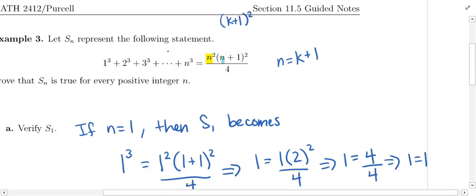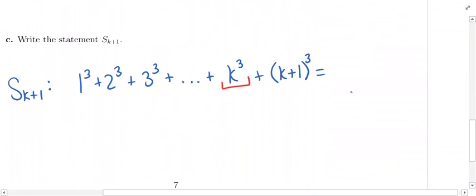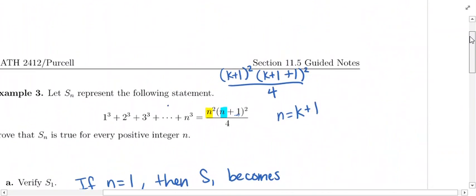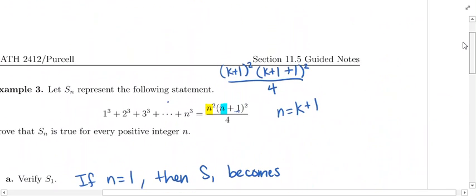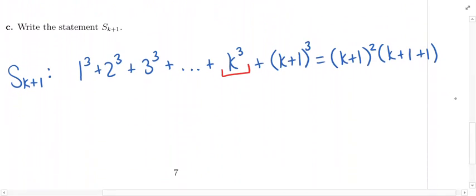And now I'm going to replace this n with k plus 1. So this is going to be in parentheses k plus 1, and then add this one. That's going to be squared. The bottom is going to be 4. Okay, so I'm going to write that down. This is going to be k plus 1 squared times k plus 1 plus 1. I'm just writing it out for your notes. That is going to be squared. Everything is going to be divided by 4.